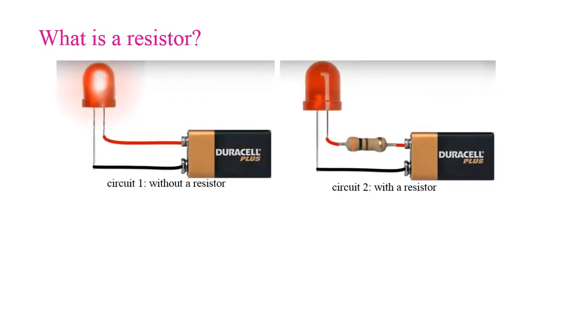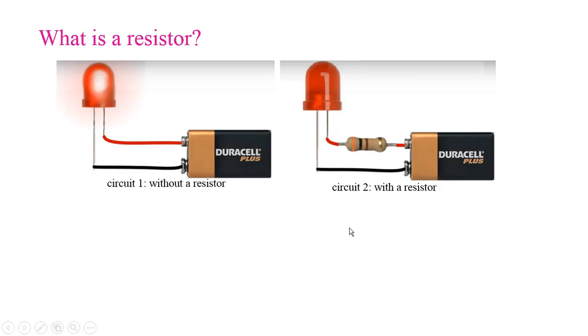What is a resistor? We will discover this through this activity. Here we have two circuits. In circuit 1, there is a dry cell connected to a lamp with no resistor, while in circuit 2, we have the same lamp connected to the same dry cell, but a resistor is installed in series between these two. Compare the glowing of the two lamps.